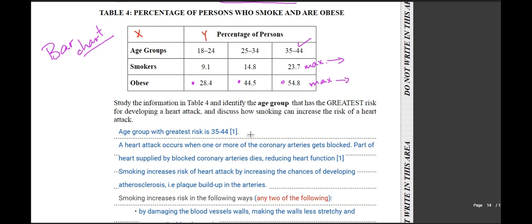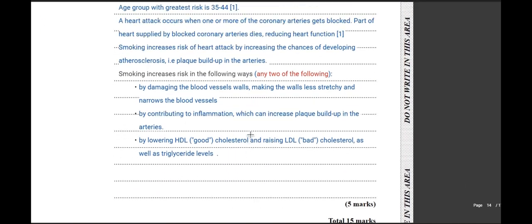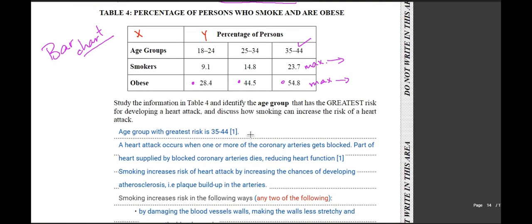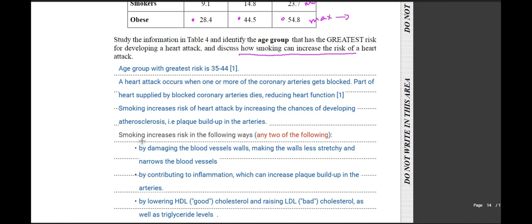Notice for this one, you have to do some writing and you're given a lot of space. So these are the kinds of questions that you want to write in complete sentences, treat it like a very small essay, a short essay. So let's go through it because we're asked to identify the age group and we're also asked to discuss how smoking can increase the risk of a heart attack. So let's see how we're going about that.